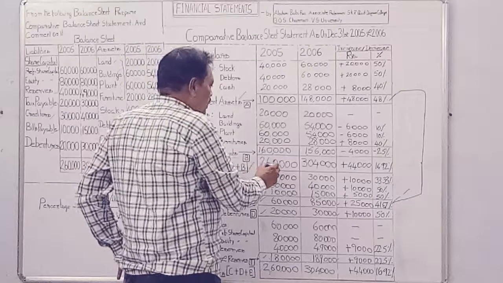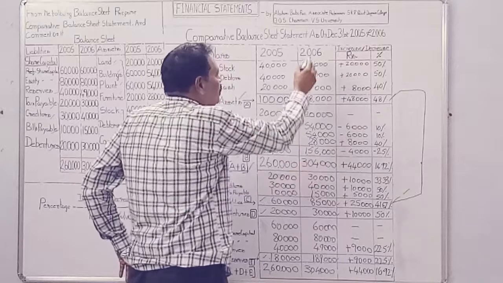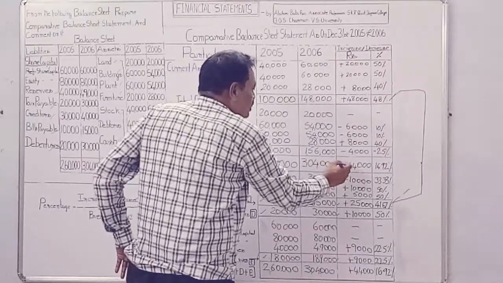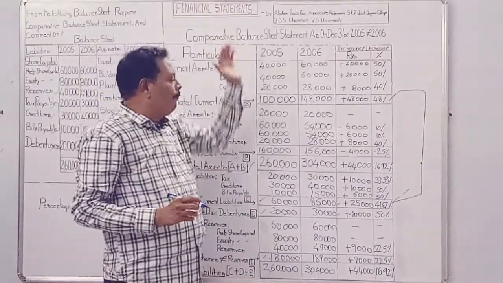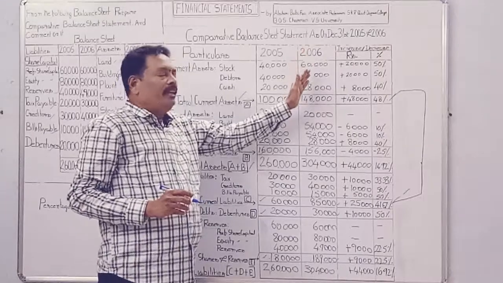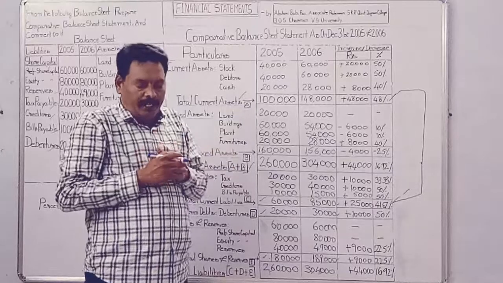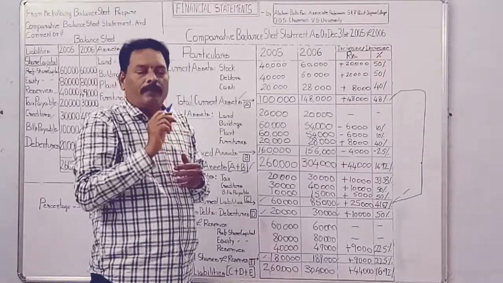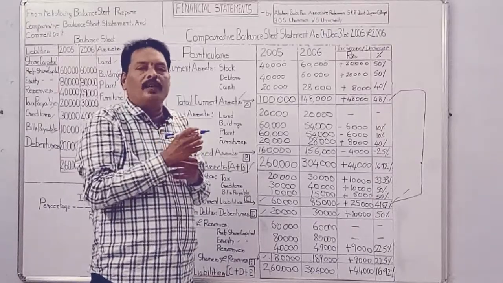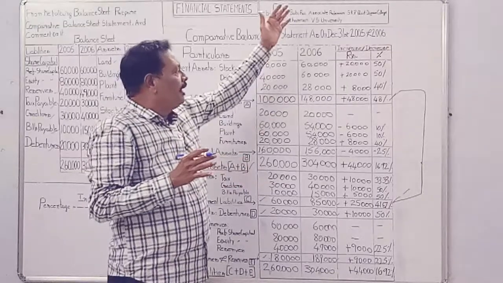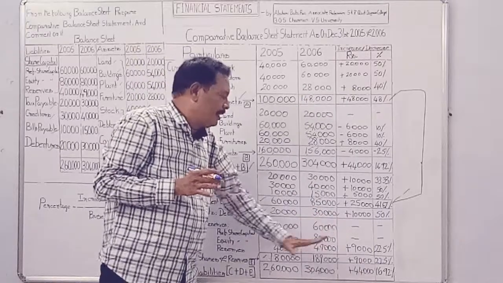Like this, total assets 2,60,000 changed into 3,04,000 in 2006. That means 44,000 increased. You simply write plus. Like this, you compare all the current year values with the base year. Automatically, you will get the increased or decreased value. If it is increased, you simply write plus before the value. If it is decreased, you simply write minus before the value. Like this, you can calculate all the increased or decreased values by putting plus or minus.